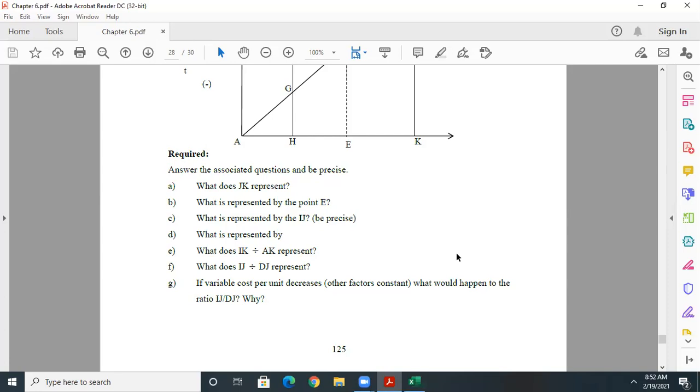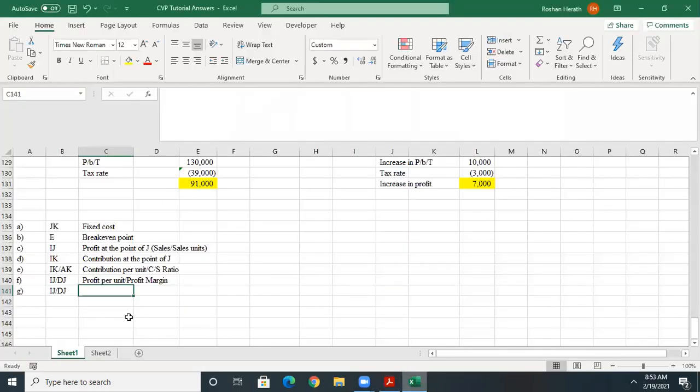Okay, it increases profit per unit. Very correct. Yes, that's what happens. It increases profit margin or profit per unit, even here, profit margin or profit per unit. Yes, very correct.